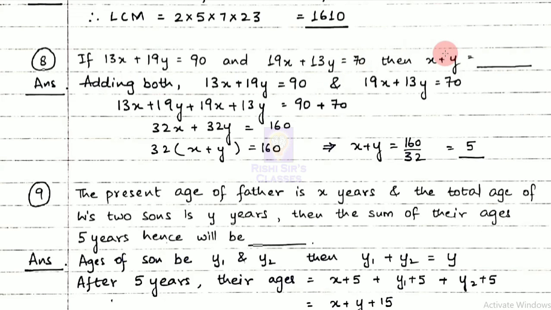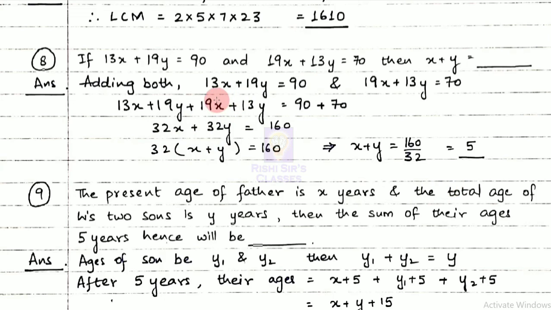Now, there are two methods of solving this question. Either we can use any of the methods, that is substitution, elimination or cross multiplication, to find out the values of x and y. Then we can add them and find out the answer. But that is a lengthy method. Shorter method is, we can just add them. We can see numbers are same, 13, 19, 19, 13. So just add them, 13 plus 19, 32. 19 plus 13, 32. We can just take 32 common and x plus y will be equal to 160 upon 32, that means 5.